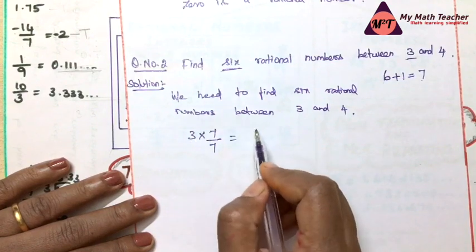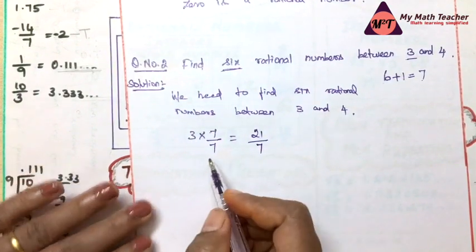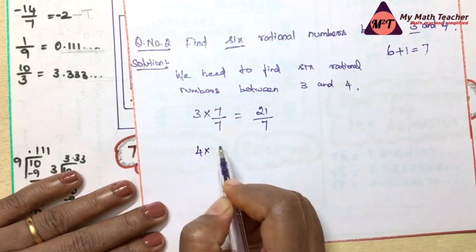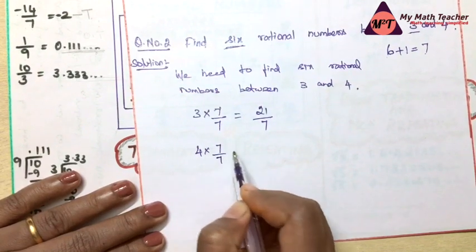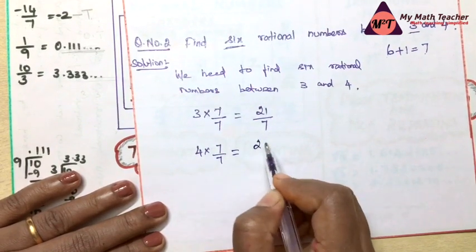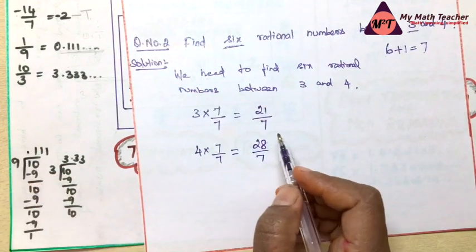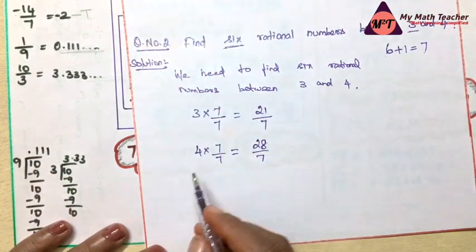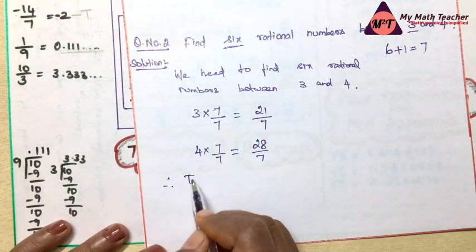3 sevens are 21 divided by 7. The same for the next number as well. 4 into 7 by 7, which is equal to 28 by 7. Now we have to find the in between numbers. So therefore the 6 rational numbers are.